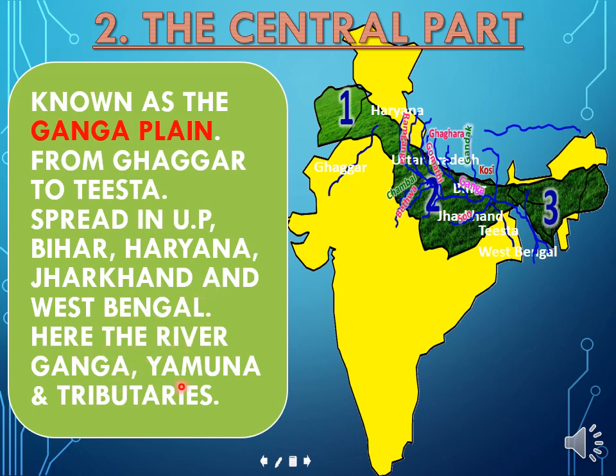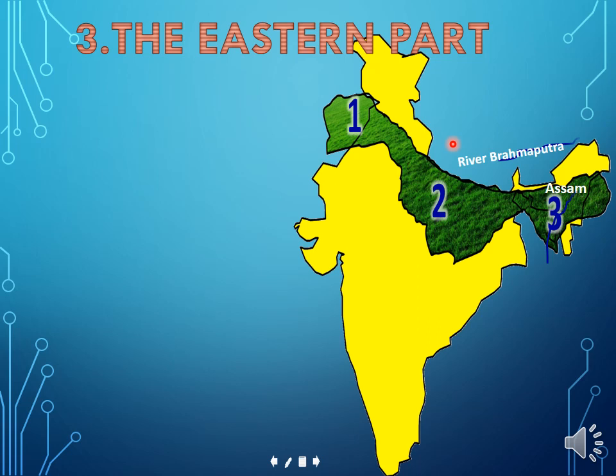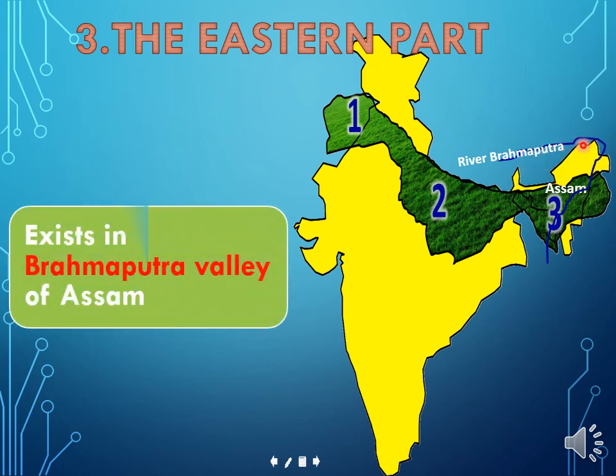Here the rivers Ganga and Yamuna and their tributaries are shown in this picture. And the eastern part, as you can see, is on the eastern side of India. Mainly it is formed in the state of Assam.